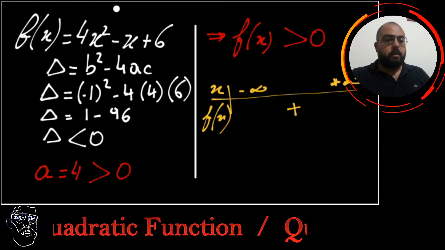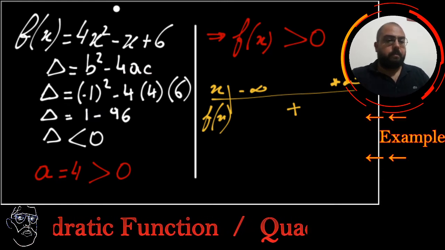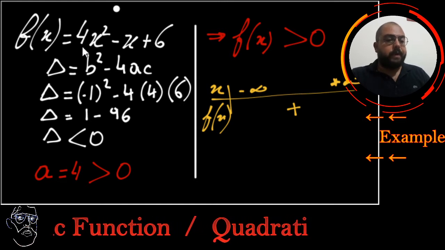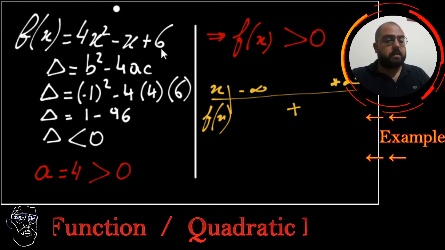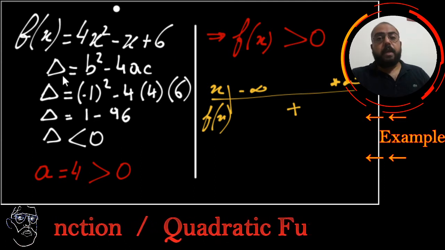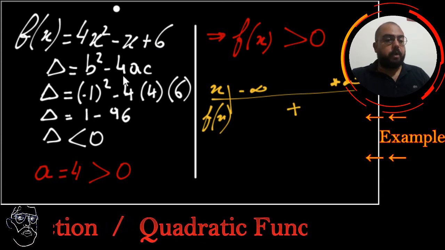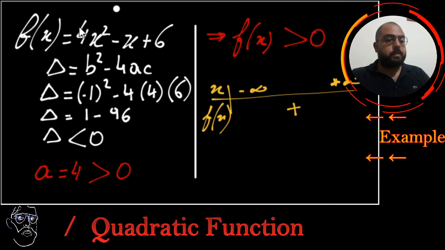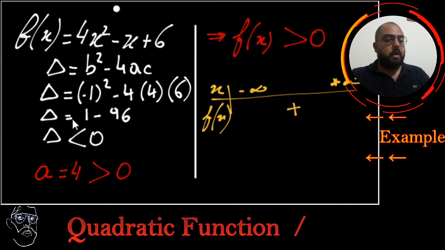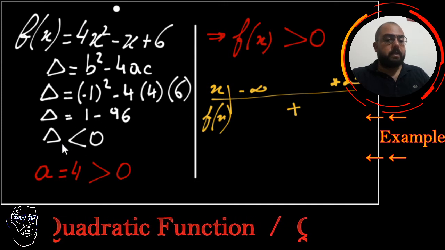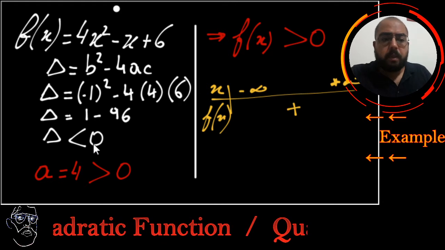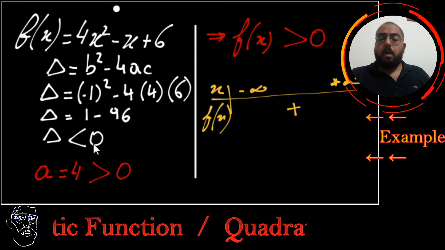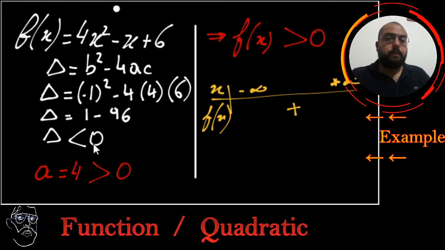Now let's take an example. We have the function f of x equals 4x squared minus x plus 6. We have to calculate delta. Delta is b squared minus 4ac. It's (minus 1) to the power of 2 minus 4 times 4 times 6. Delta is 1 minus 96. Delta is negative. What does it mean when delta is negative? Very simple: no real roots, and the polynomial cannot be factorized.